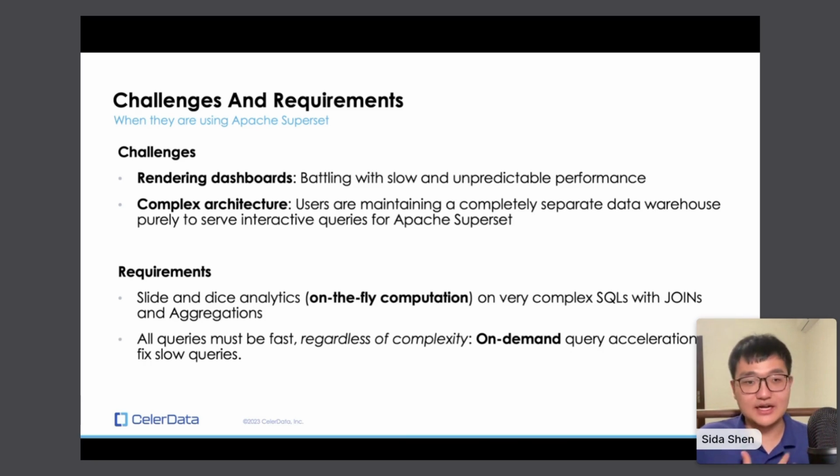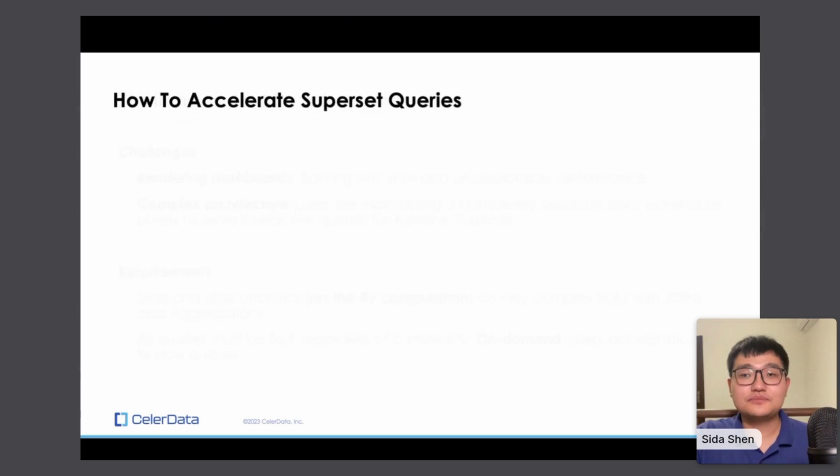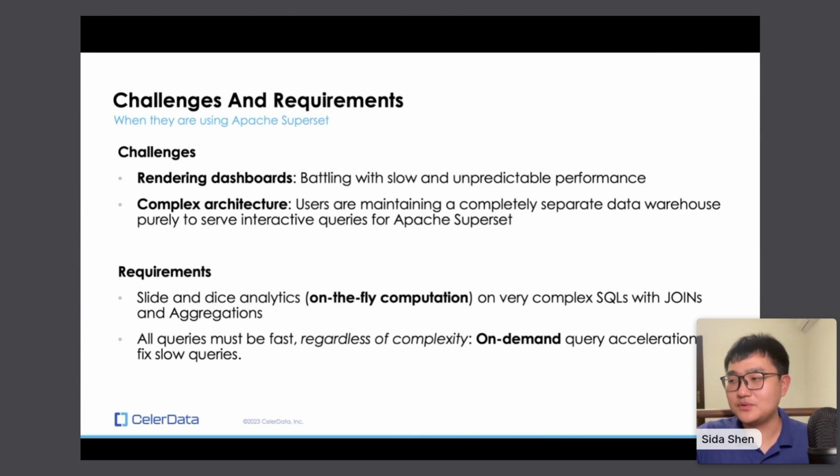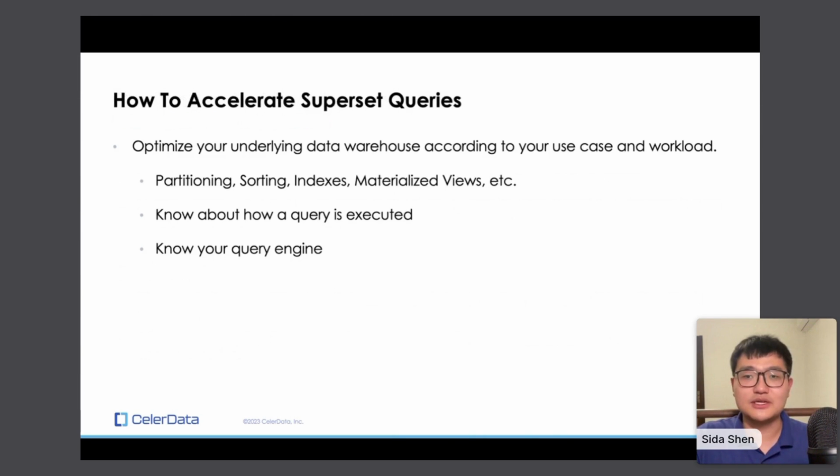So for those edge cases, we need a method to accelerate those queries on demand, to fix those slow queries or those very expensive, outlier queries, right? So that is another requirement as well. And so Apache Superset queries, right? So rendering dashboards. So how do we make Apache Superset queries faster?